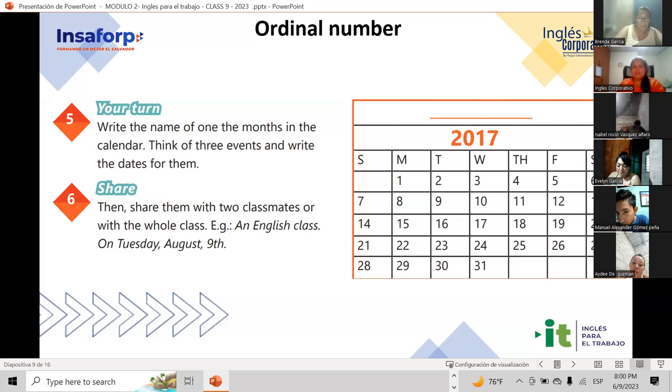Events. Okay, eventos. Aquí tenemos un ejemplo, okay? An English class. Ese es un evento, okay? On Tuesday, August 9. Escribí tres ahorita, no sé si están buenas, se las digo. Yes, please, go ahead. Tuesday, August 24. ¿Cómo dijo que decía 2023? 2023. Es la fecha de mi cumpleaños.